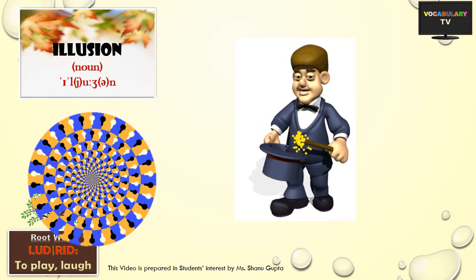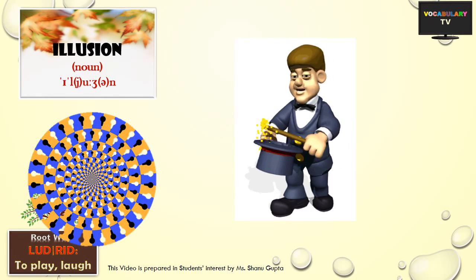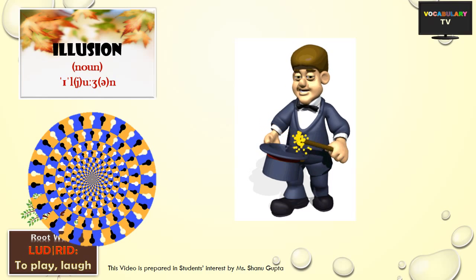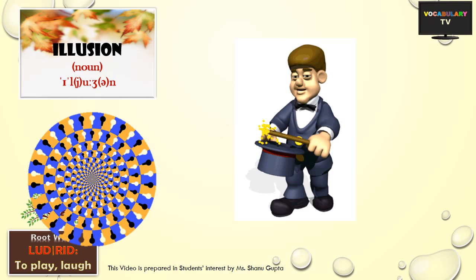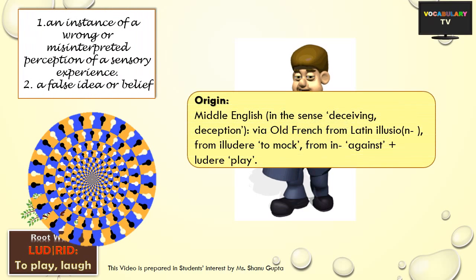The next word is illusion. The best way in which you can remember the word is through the phrase that an illusion is a play with your mind. It is making you see or believe things that are not true. Look at the picture of the circle here. It is an optical illusion designed to give you the feeling that it is rotating, whereas it is not.